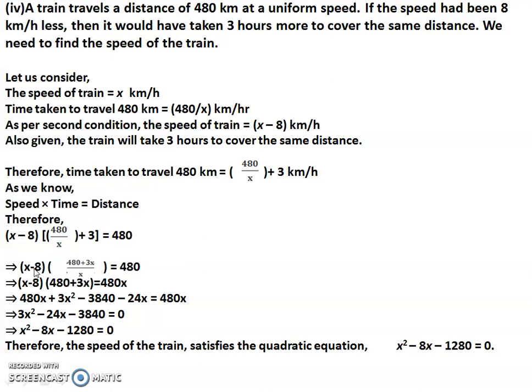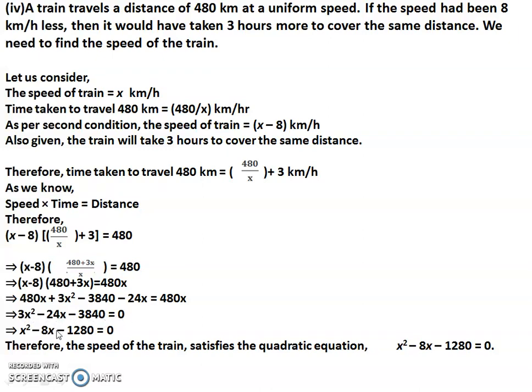Now, this is multiplication, so I took this divided by x to the other side. So it became 480x. Expanding the bracket, I got 480x plus 3x square minus 3840 minus 24x equal to 480x. Simplifying, I'll get 3x square minus 24x minus 3840 equal to 0.